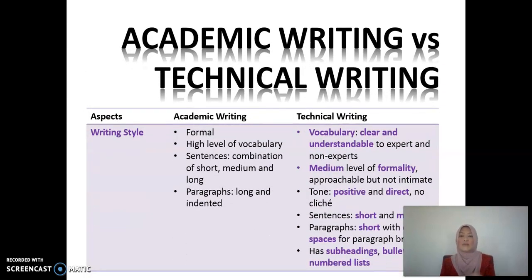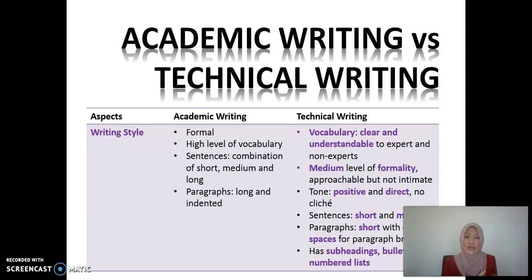In regards to writing style, academic writing style is formal. You need to exhibit a high level of vocabulary. Sentences consist of a combination of short, medium, and long sentences. How about the paragraphs? Long, and when you have long paragraphs, you need to indent them.